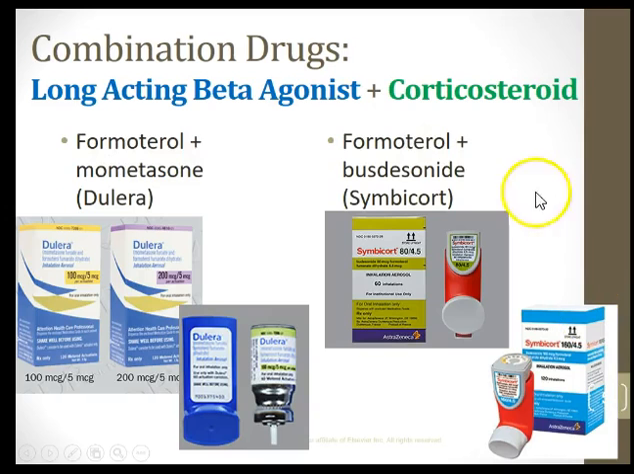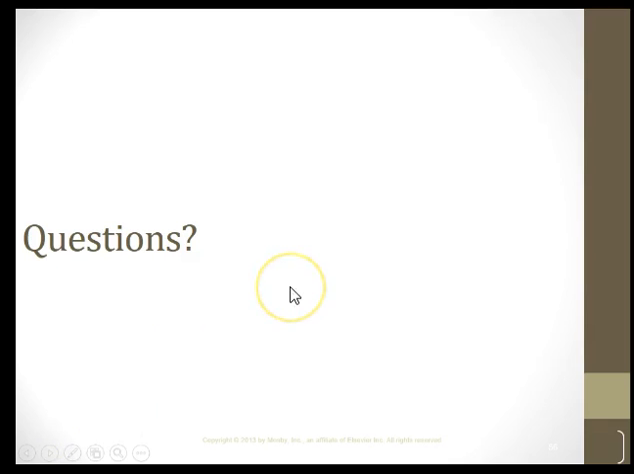And long-acting again with a corticosteroid, formoterol with mometasone is Dulera, which comes as a metered dose inhaler. And then formoterol with budesonide, which is Symbicort. And that comes in different strengths here. So the budesonide comes either 80 or 160, with the formoterol being 4.5. And that wraps up chapter 28.